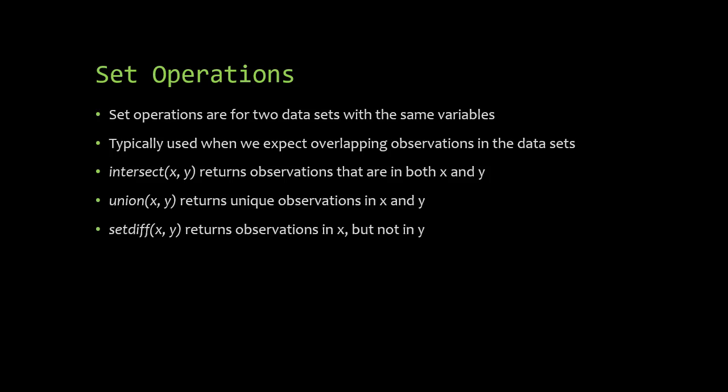Set diff of X and Y will return observations that are in X, but not in Y. And of course, if you flip this around so that you have the Y first, then it will return observations in Y, but not in X. I hope you see the usefulness of all this.